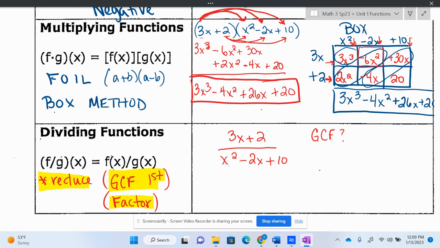Does anything divide 3 other than 1 and 3? No, 3 is prime. What about 2? Does anything divide 2 besides 1 and 2? No, so 2 is also prime.